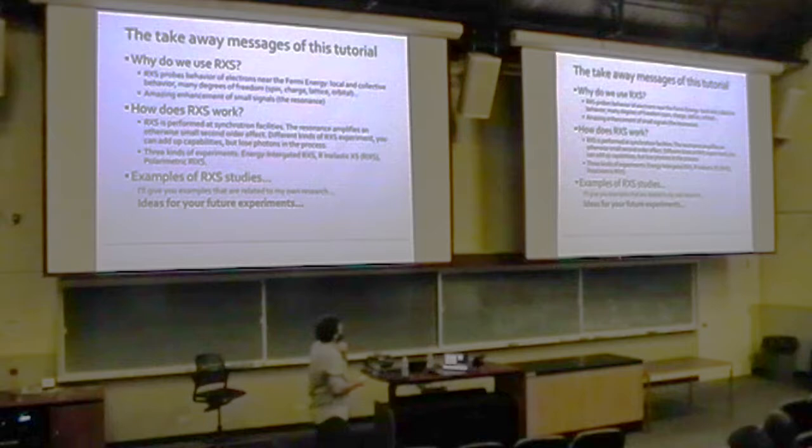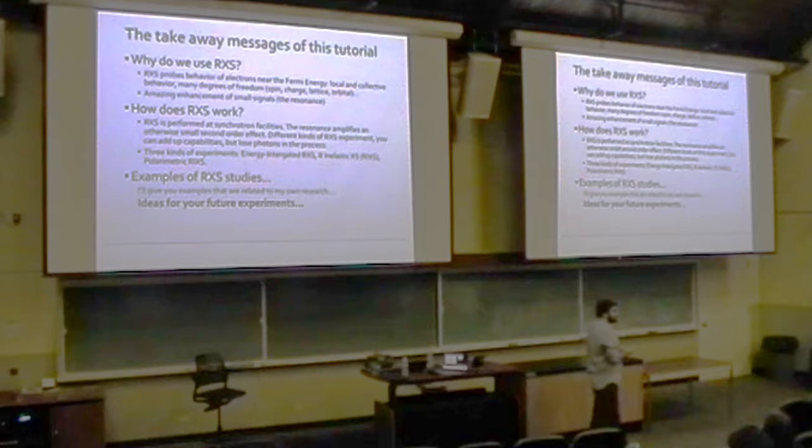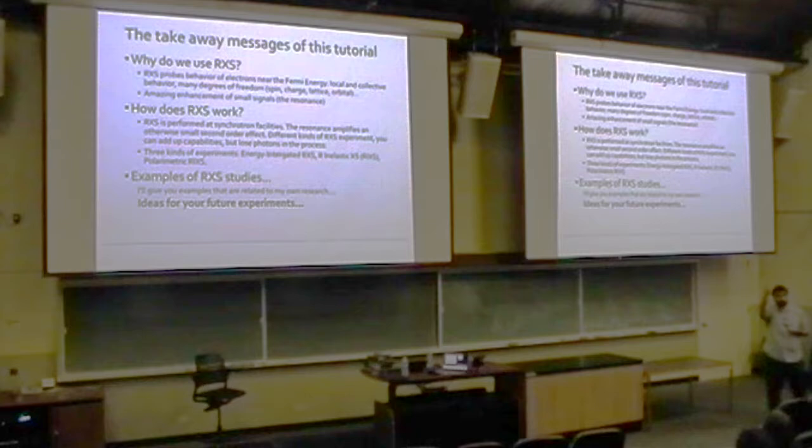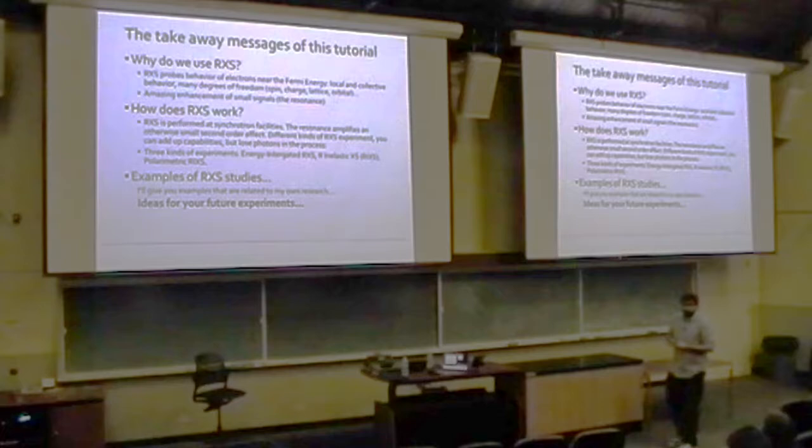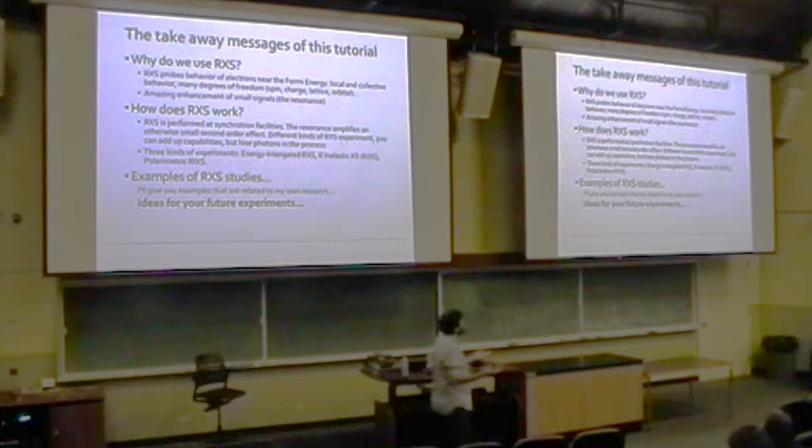Basic things about how resonant X-ray scattering works: it is performed at synchrotron facilities. In order to tune to these specific photon energy resonances, you need to have a tunable source of photons. This technique is also incredibly photon hungry, so you need really brilliant light sources. So you really have to do this at a synchrotron facility.